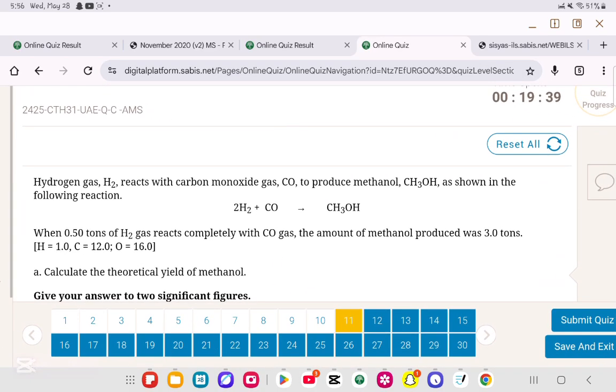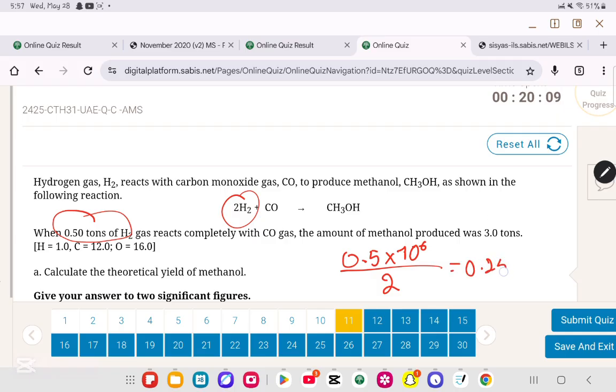The hydrogen gas, H2, reacts with carbon monoxide gas, CO, to produce methanol, CH3OH, as shown in the following reaction. When 0.5 tons of H2 gas, so that means, hold up, how many moles of H2 gas? That means 0.5 tons. How do you change it to grams? You will multiply it by 10 to the power of 6, divided by the molar mass of H2, which is 2. You will get an answer of 0.25 times 10 to the power of 6 moles.